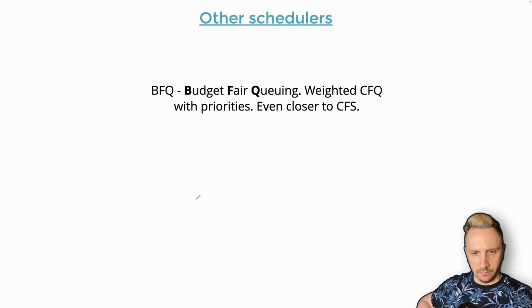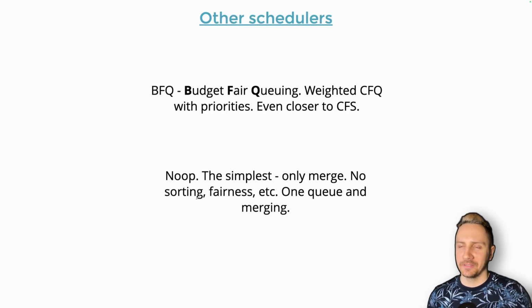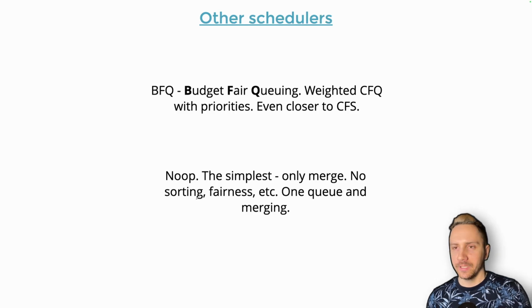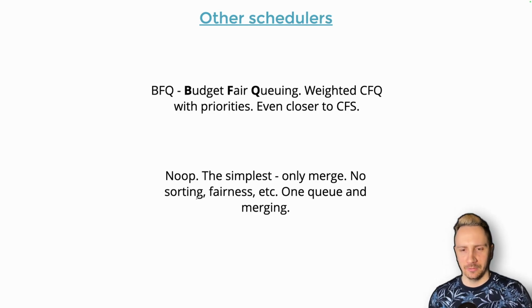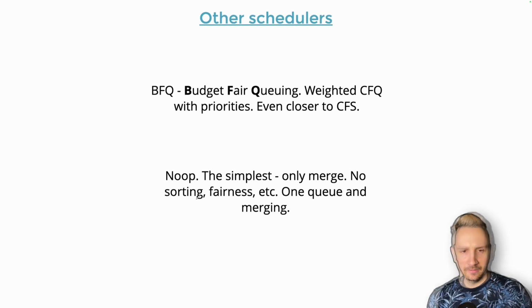And there is another scheduler called NoOp. It's the simplest one. It's even simpler than Linux Elevator because it only does merge. It has no sorting, no fairness, no deadlines, absolutely nothing. And this NoOp scheduler is only 200 lines long in implementation in the kernel. For comparison, the completely fair queuing scheduler is 5000 lines long.